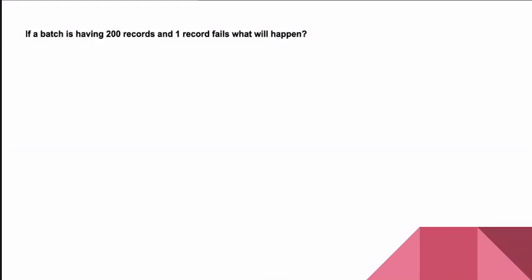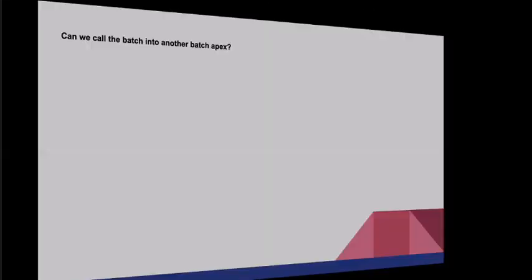If a batch has, let's say, 200 records, and one of the records fails, what will happen? If any record fails out of 200, then the whole batch of 200 records will fail, but the next batch of 200 will get executed. Okay. So I'll go for the next question.